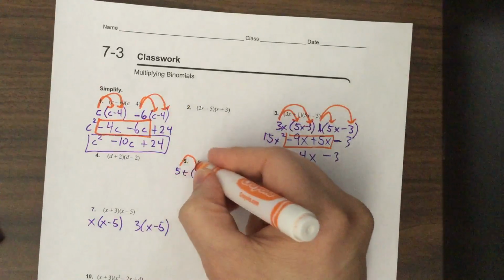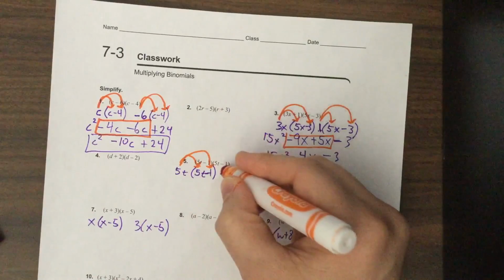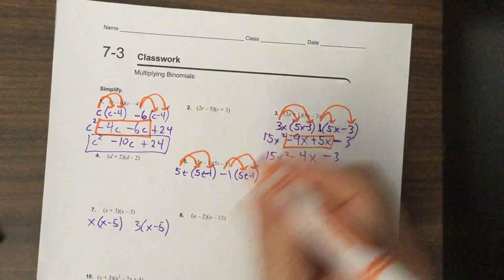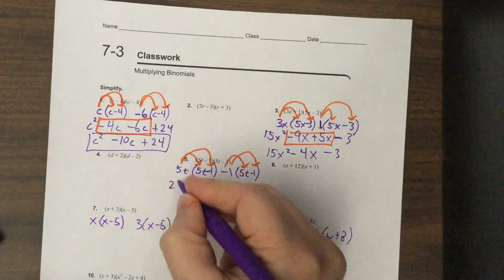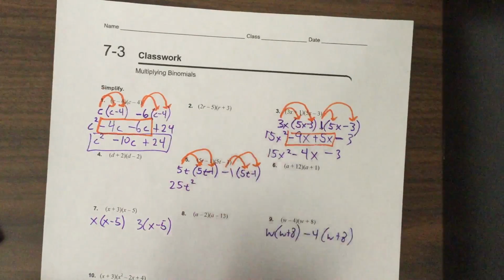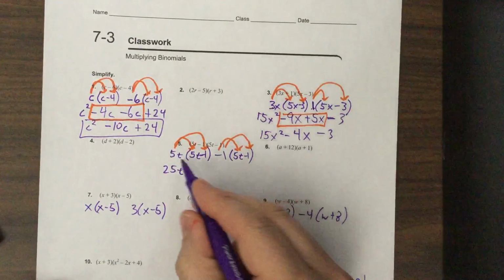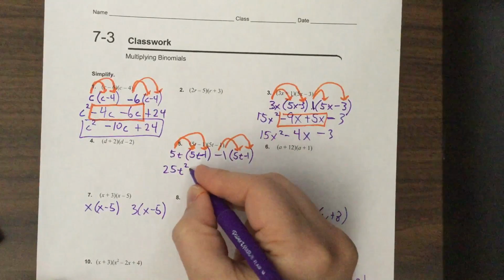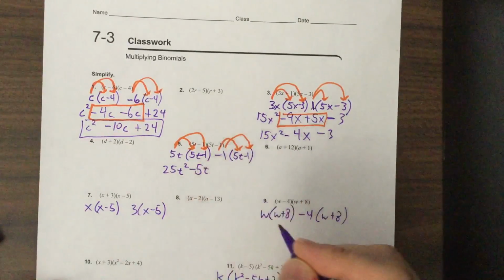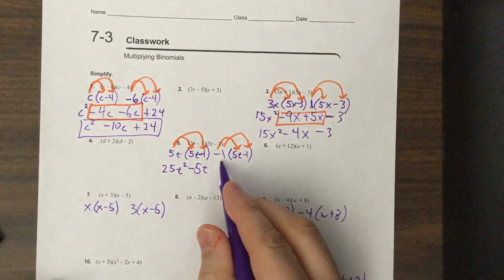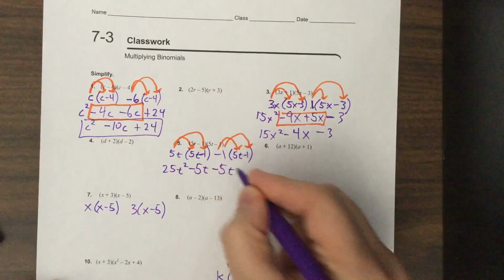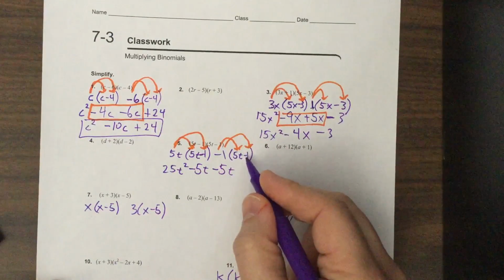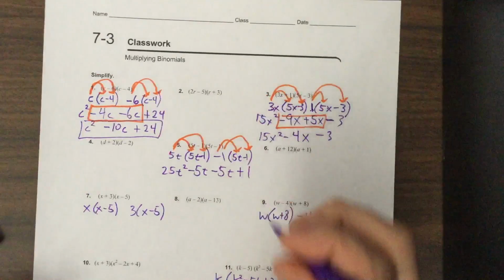We have our little arrows here, here. 5t times 5t is 25t squared. 5t times negative 1 is minus 5t. Now we do negative 1 here. Negative 1 times 5t is minus 5t. Negative 1 times negative 1 is positive 1.